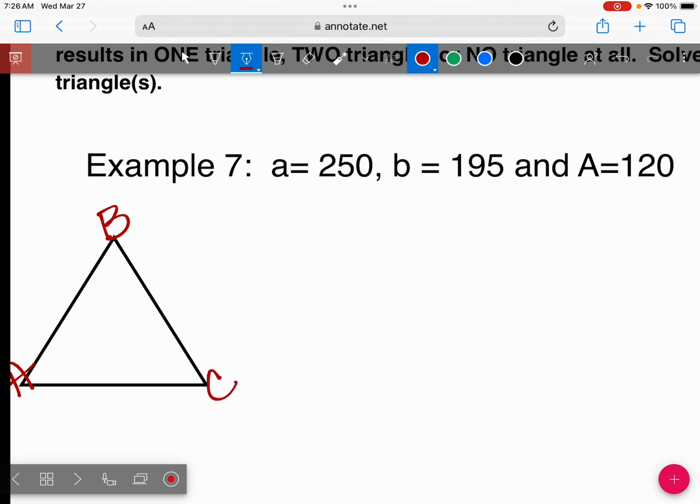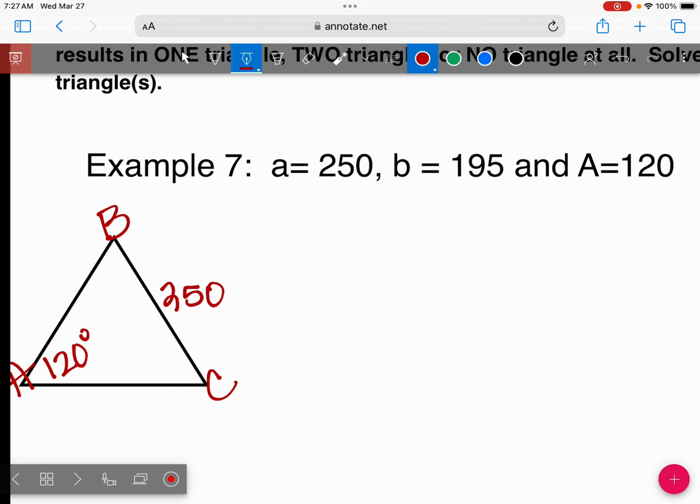All right, so little a is 250, so we're gonna put our 250 right here. And then we have little b is 195. And then this angle A is 120. I put 190, sure did.